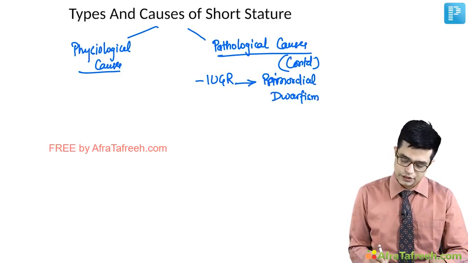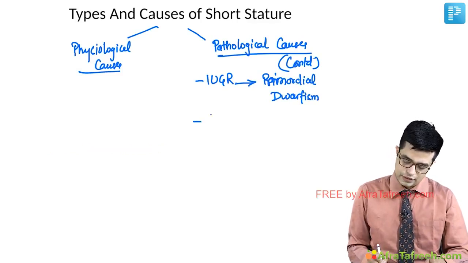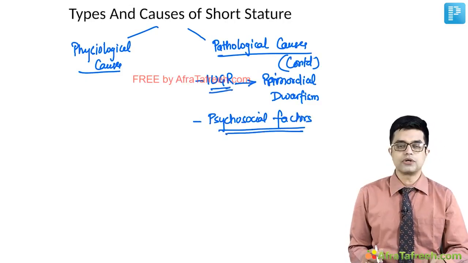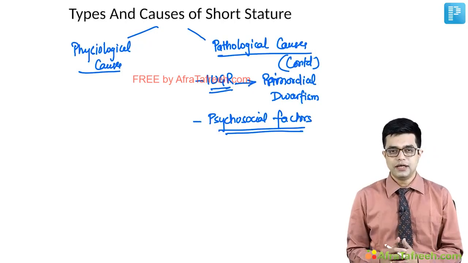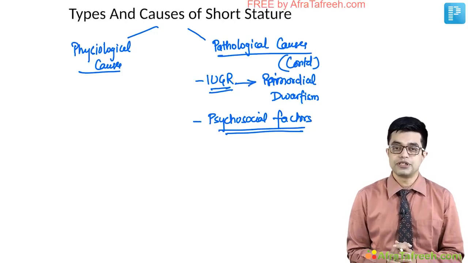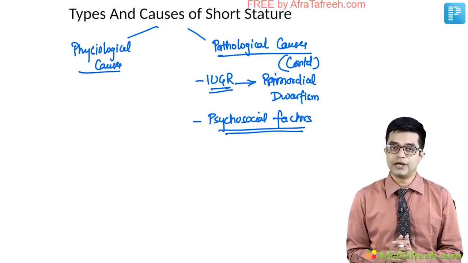It can also occur due to psychosocial factors: poverty, child abuse, and overcrowding. All these factors can cause short stature. So this is the broad list of physiological and pathological short stature that you need to remember from an entrance exam point of view.